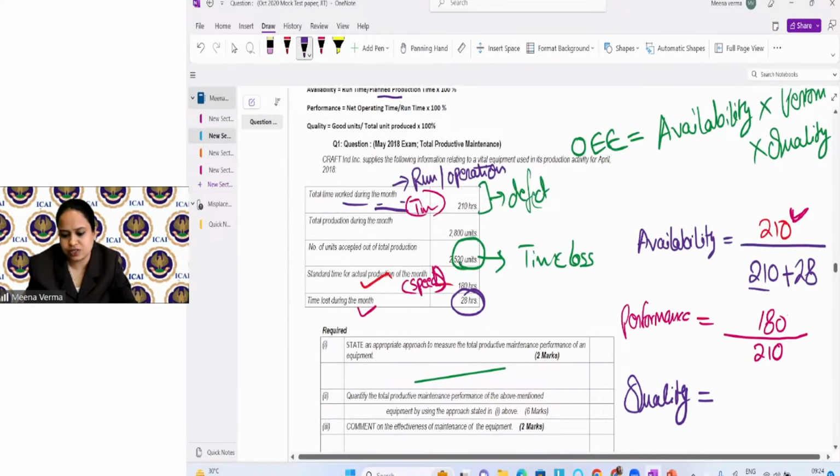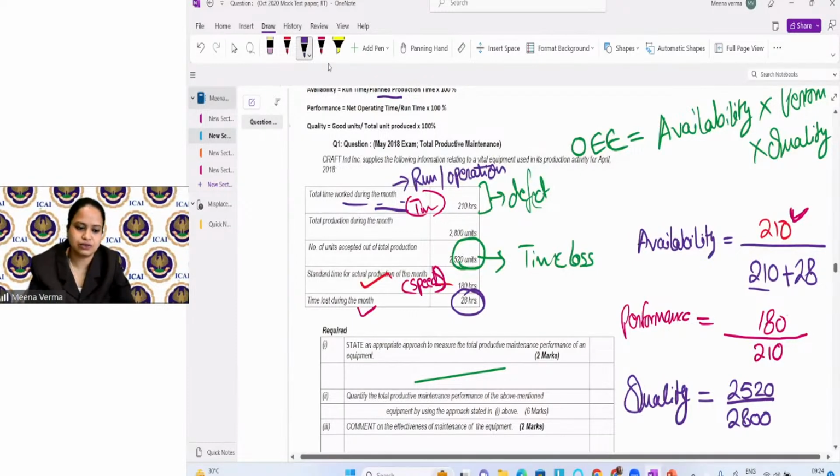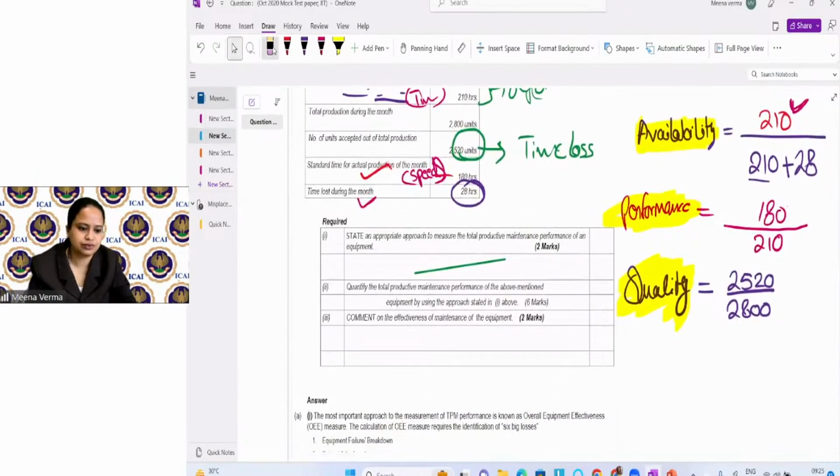For quality, you will see the number of good units we are producing. We are producing 2520 good units out of the total 2800 units. Just solve them, you will get the answer. Solve the first one, then the second one, then the third one. Solve these three values and you will get OEE. If you want, I can help you in solving it, but I need a calculator.